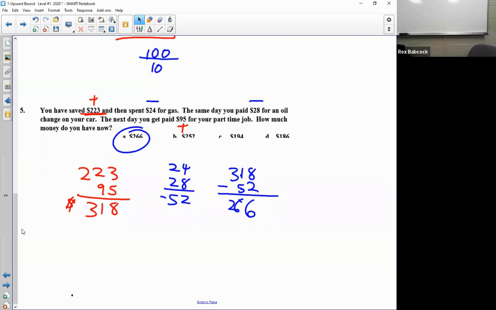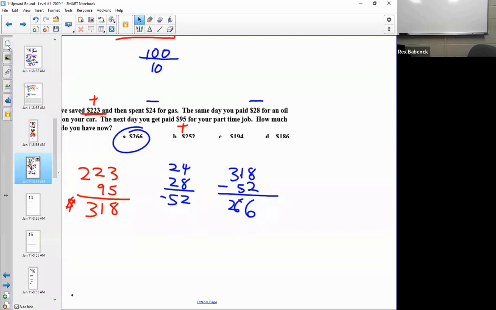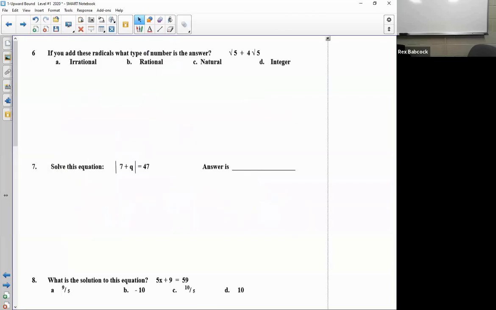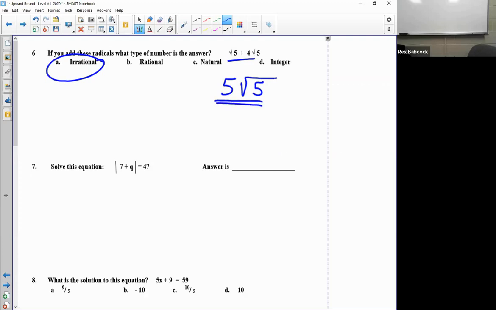Questions there? Let's go to the next page. Still reviewing. If you add these radical numbers, what type of number is the answer? Well, that involves 2 questions. First, I have to add these. 1 square root of 5 plus 4 square root of 5 is 5 square root of 5. What's your answer? It is irrational. I cannot tell you exactly where that is. I kind of know where it is, but I can't give it to you exactly.